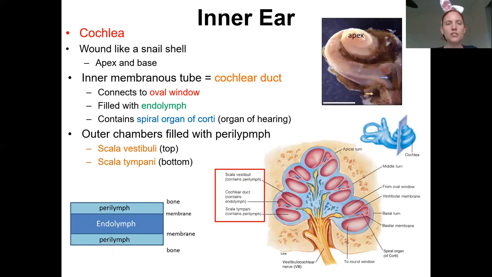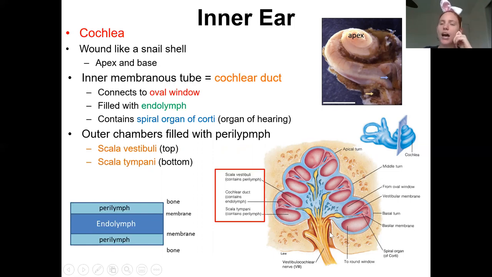Okay, into the inner ear. In the inner ear, remember that you do have the vestibular apparatus that is for equilibrium. The other structure in the inner ear is the thing that looks like a snail. That's called the cochlea. It's wound up, and it has a point at the top that's called the apex. And then you would have the base at the bottom.